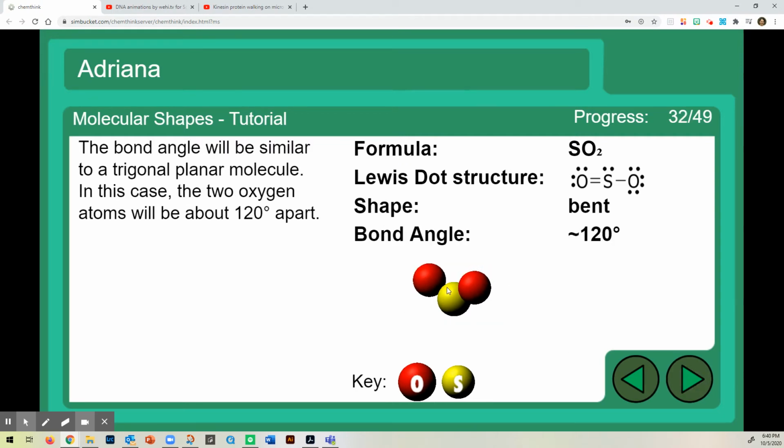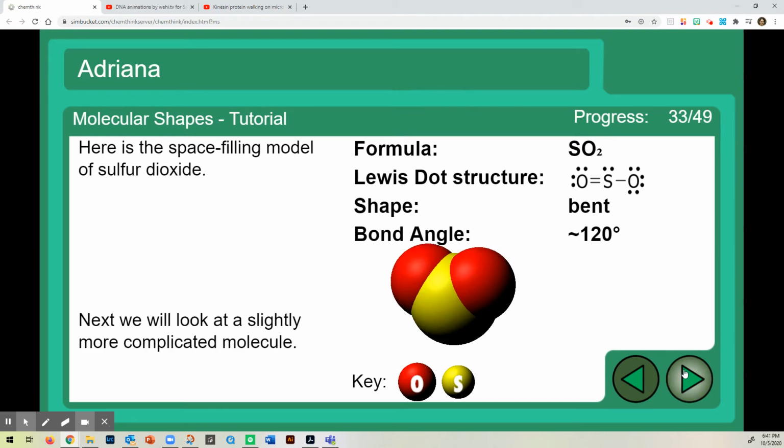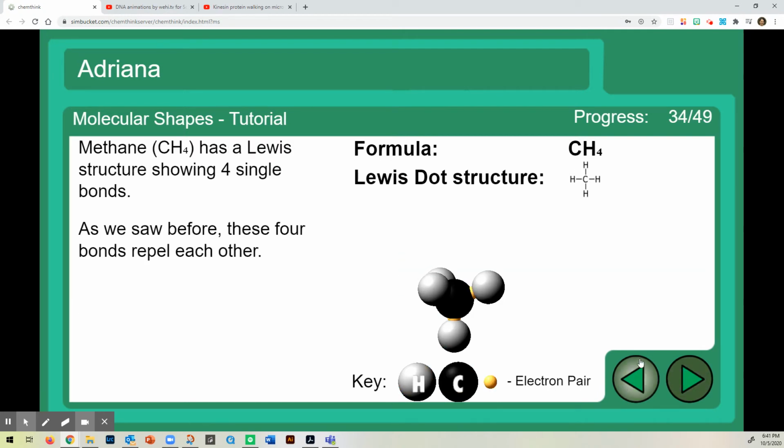And if we do away with the lone pairs, then we can see that bent shape even more clearly. Again, this is the sulfur atom, and then we have the 2 oxygen atoms. So this is a bent shape, and they've got about 120 degrees between them. Here's the space filling model for that. Now let's look at another one.